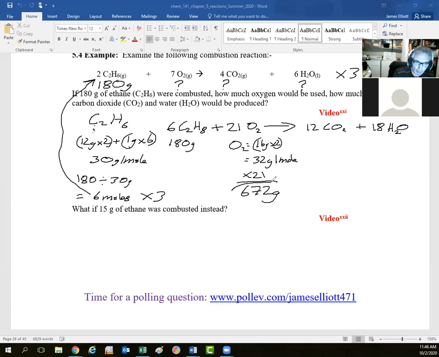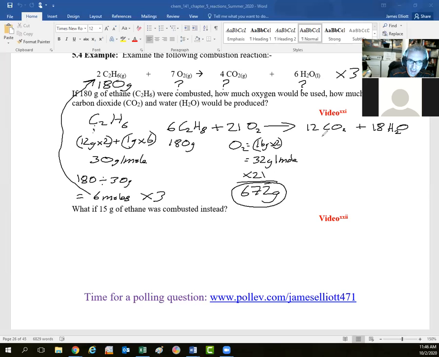I usually like to put the total mass for each chemical used or produced in a circle, so it just kind of highlights it compared to the other numbers you have flying around. You don't have to do that, but I find it's helpful. You might find it helpful too. So at 21 moles of oxygen, that's 672 grams.